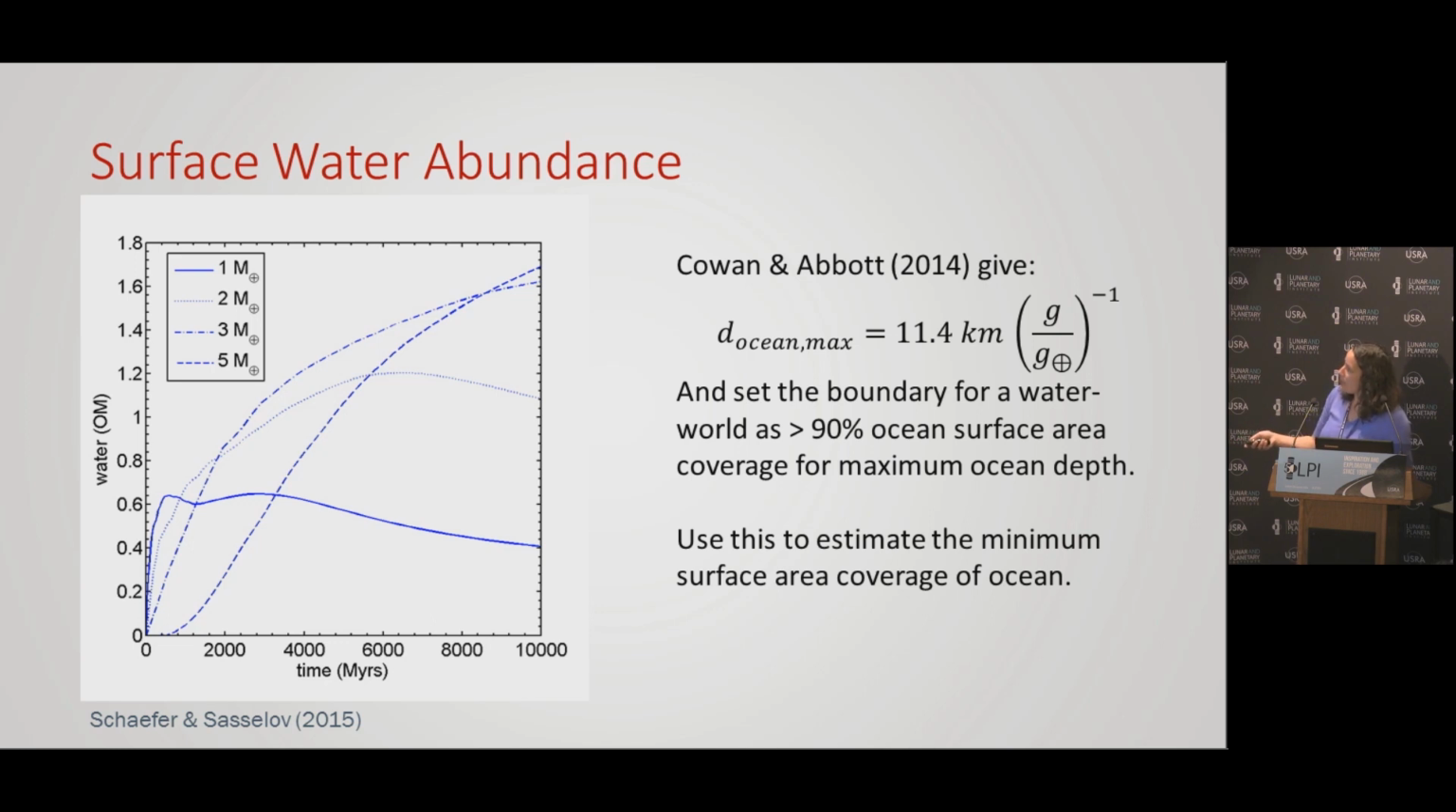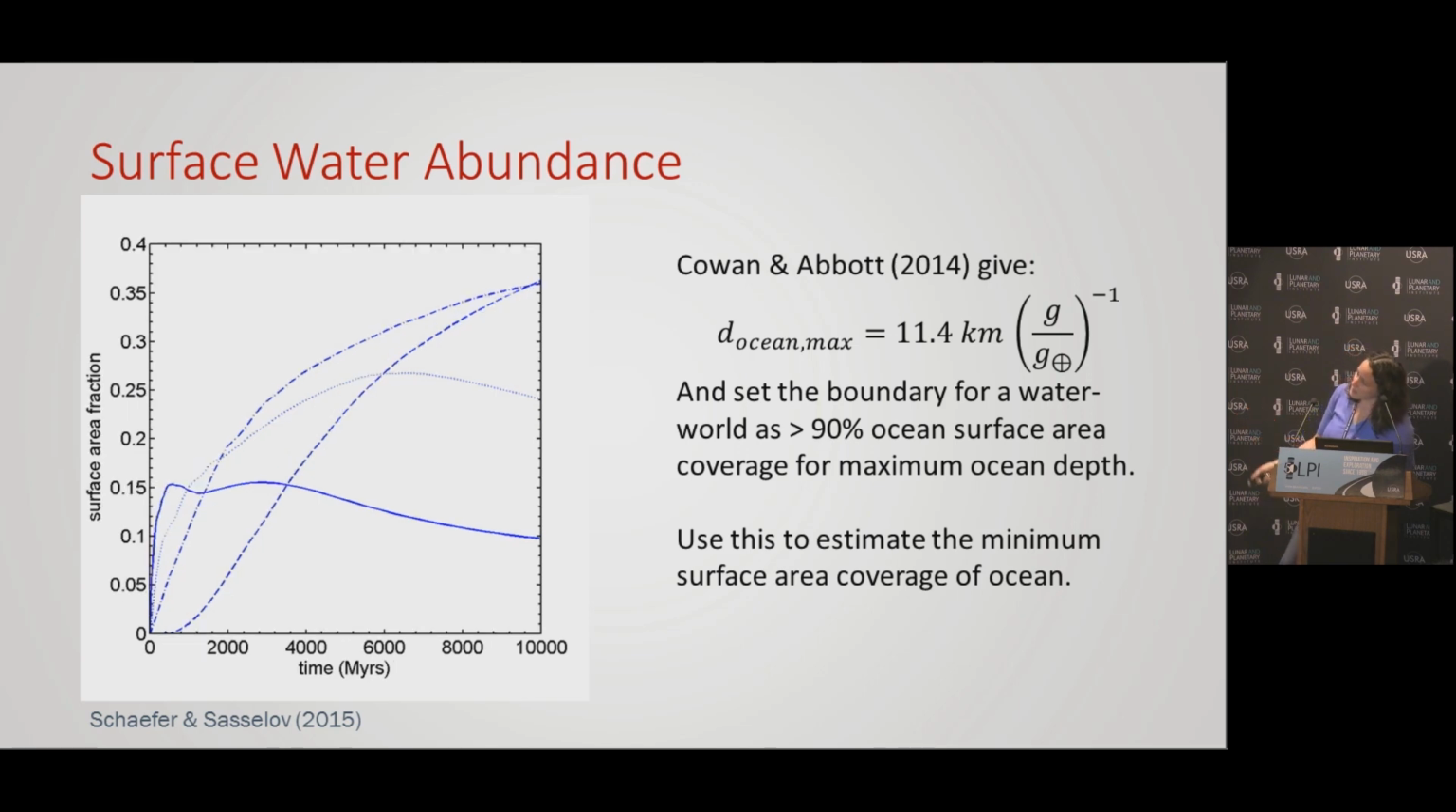So Nick Cowan and Dorian Abbott had another model for the water cycle, and they looked at correlating the amount of water on the surface with ocean depth. And so we can convert this using this scaling to the surface area that's covered by water for these planets. And so for this 1 Earth mass planet, it's about 15%. And then for the larger planets, we get increasing surface coverage as the planet ages.